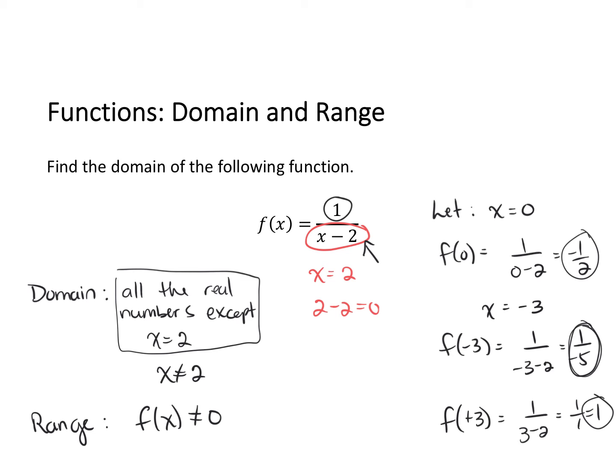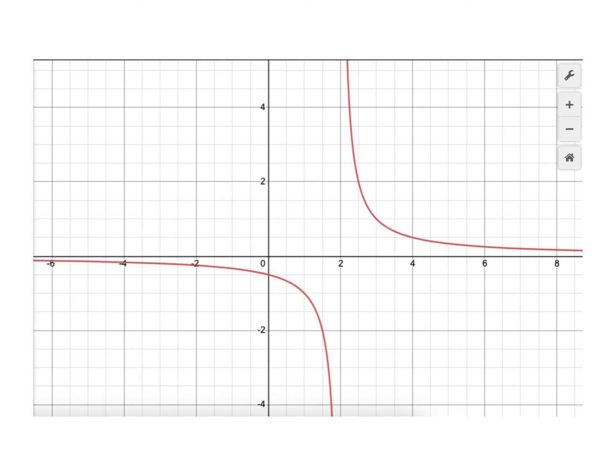Okay? All right, so I mentioned that sometimes it's easier to look at a graph to find the domain and the range. So in the next slide here, I'll show you the graph of this function. Okay, so here we have a graph of that function f of x is equal to 1 over x minus 2. So here, when you have a graph of a function, it makes it a little bit easier for us to see what the domain and the range are.